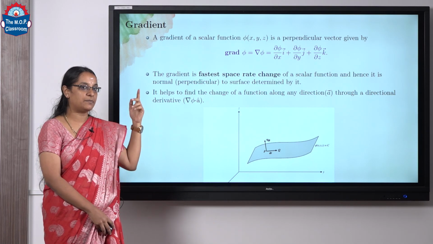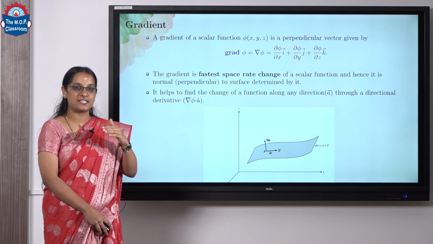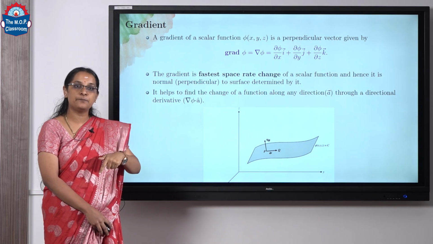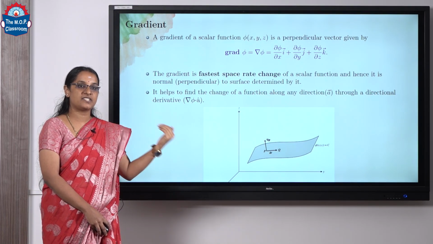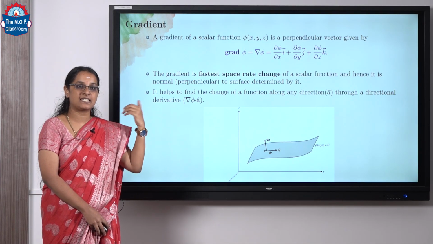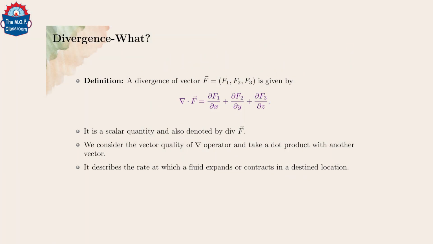This scattering is given by the gradient. The concentration gets more, that means the gradient at that point is more. The concentration is less, that means the gradient at that point has a lesser magnitude. Then we now jump into the important topic called the divergence.